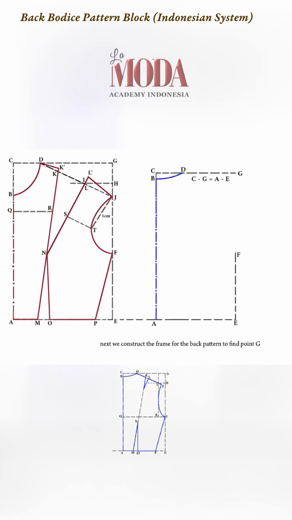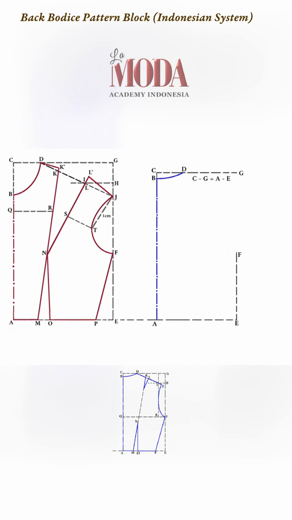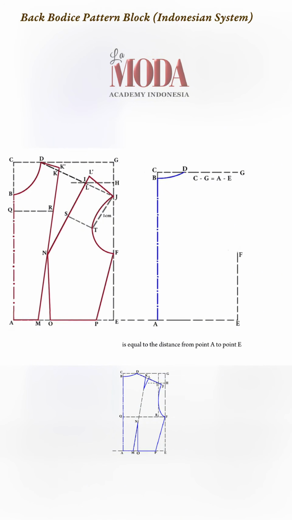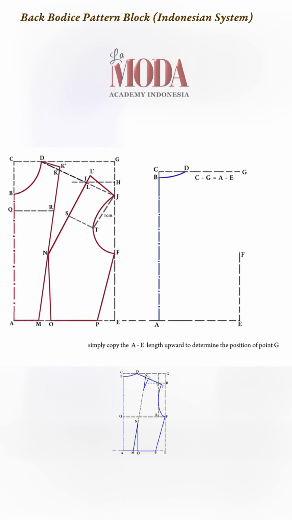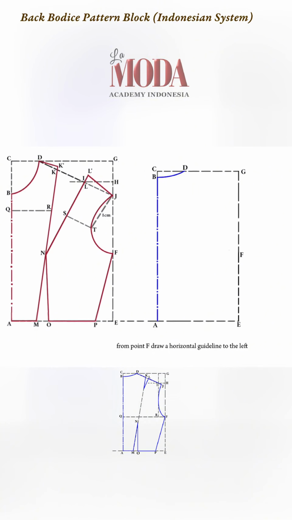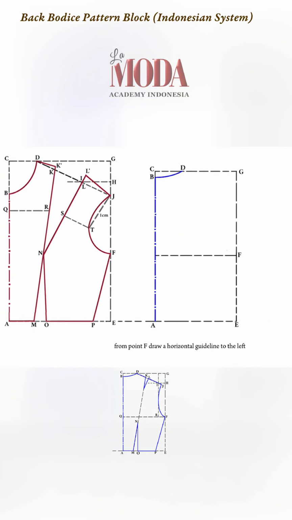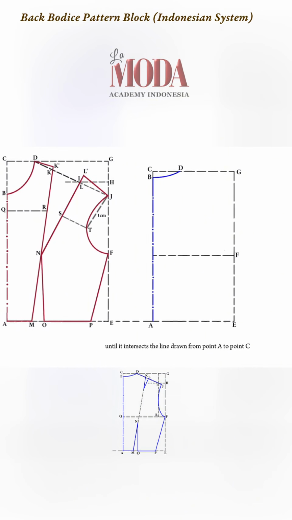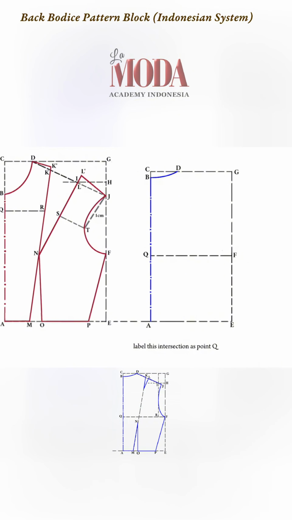Next, we construct the frame for the back pattern. To find point G, the distance from point C to point G is equal to the distance from point A to point E. Simply copy the AE length upward to determine the position of point G. Once point G is located, connect point G to point E using a dashed guideline. From point F, draw a horizontal guideline to the left until it intersects the line drawn from point A to point C. Label this intersection as point Q.